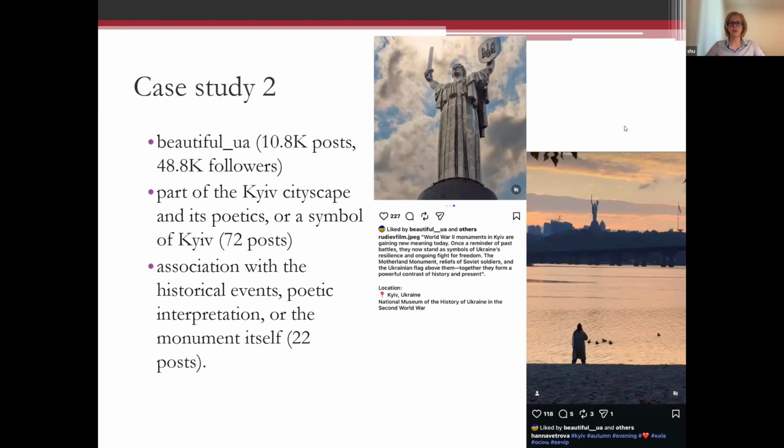What was visible is that in 2025, 72 posts featured the statue of Batkivshchina Mati as part of the Kiev cityscape, as you can see in the screenshot to your right. 72 posts simply included the statue in the cityscape of Kiev, and thus it was seen or interpreted as a symbol of Kiev. 22 posts in 2025 included the statue in associations with historical events, poetic interpretation, or as a monument, a symbol of Ukraine as such. Next slide, please.